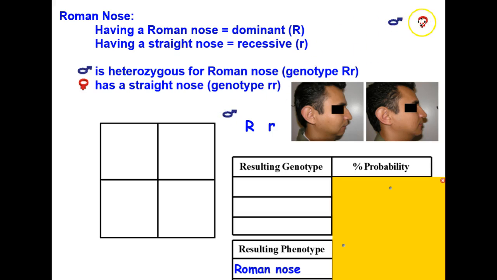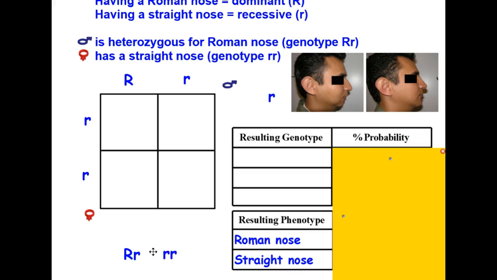We want to put, for example, the male on the top of the square and the female on the left of the square. It doesn't matter, you can do it the other way around too. Assign the appropriate genotypes above each square. So heterozygous male means 1 of each. And then we have the straight nose female, which would be homozygous recessive, so little r for her to the left of each of her squares.